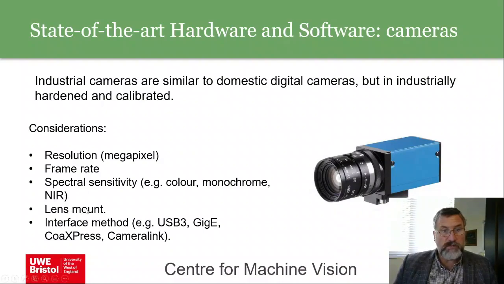Lens mount, of course, that's surprisingly important. This is a C mount, which is very commonly used in machine vision. The interface method is USB 3 a lot of the time. GigE is used a lot. CoaXPress. And Camera Link has always been a high-spec way of interfacing a camera that's been used over many years, and we still use it. The thing about Camera Link, in comparison to, say, USB, is that you need to have a card, or you might call it a frame grabber, but it's really a card inserted into the computer to get it interfaced with that. So you're talking about £1,300 just for that, actually.